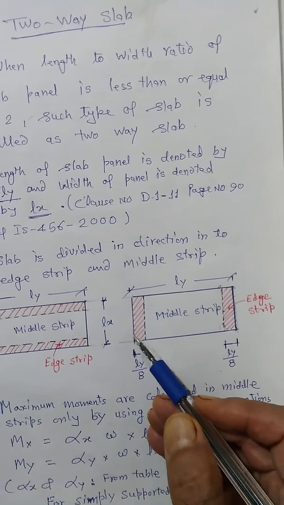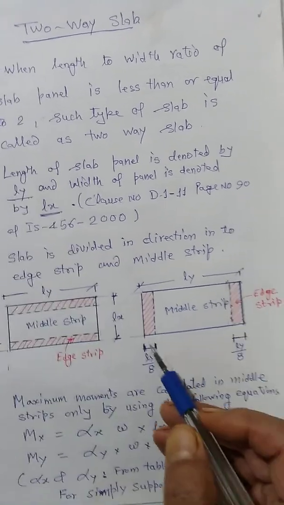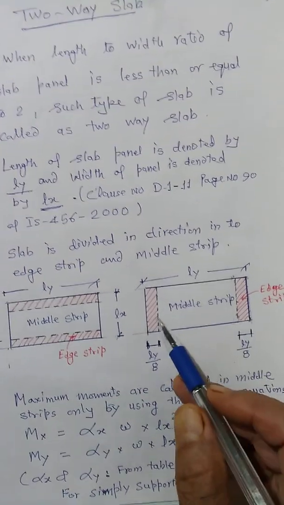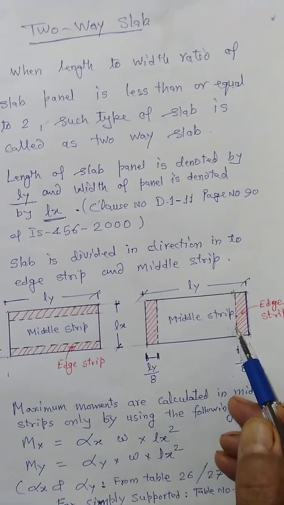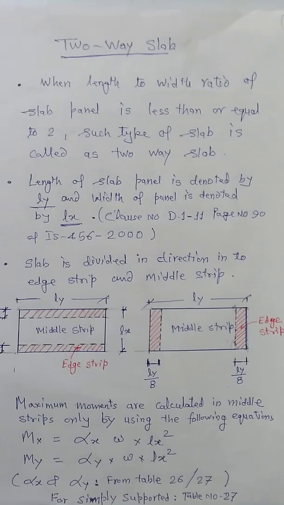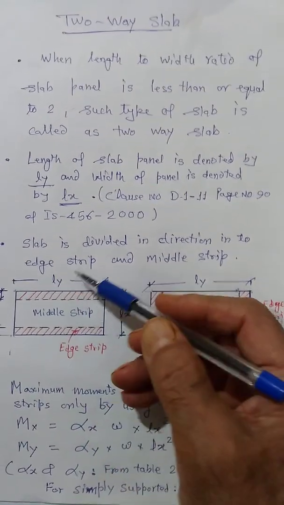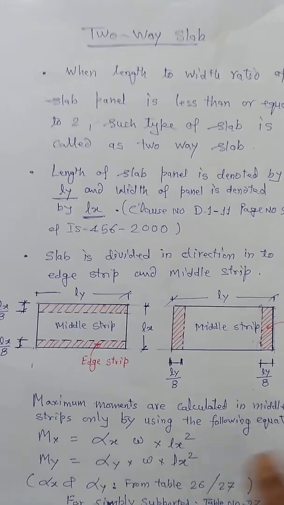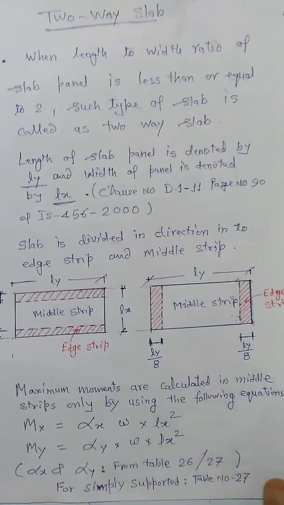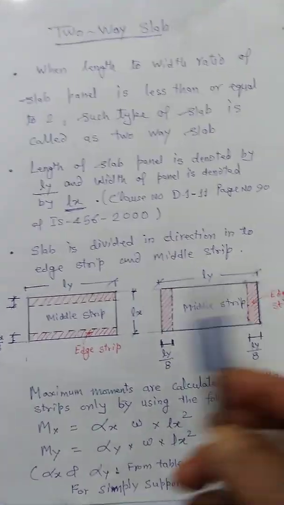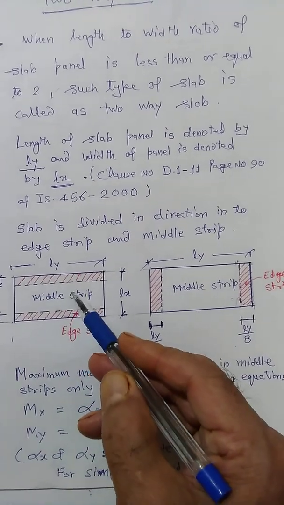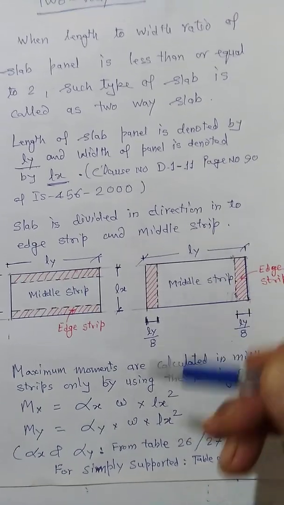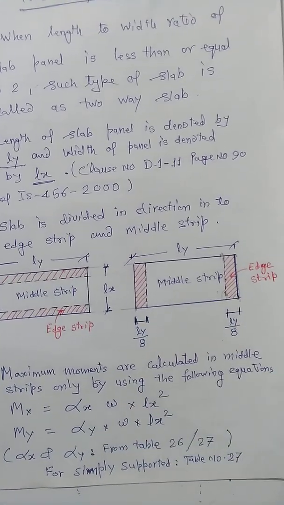Similarly, when we are talking about the edge strip on this side also, Ly by 8 is the width, and the rest of the portion is the middle strip. Whatever we are designing is for the middle strip in the shorter direction as well as this direction also. Now we are calculating the bending moments, and the maximum bending moment, as I have already told you, is in the middle strip in the x direction as well as in the y direction.